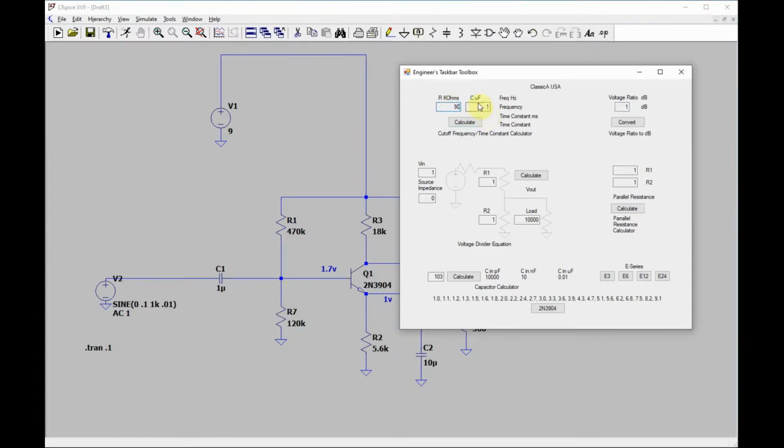We're using a 1 microfarad capacitor. The roll-off frequency is 1.8 hertz. This is just an RC calculator basically. If anybody wants this, by the way, get a hold of me and I'll get it to you. I use this all the time. But so you're rolling off at 1.8 hertz.